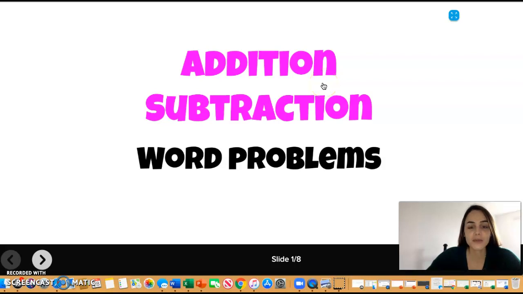Hello, mathematicians. Today we're going to be reviewing the same as we did in our small group, which is addition and subtraction in word problems. So we're going to be using the same strategies that we have been practicing last week. And now we're going to use that information after reading some word problems.